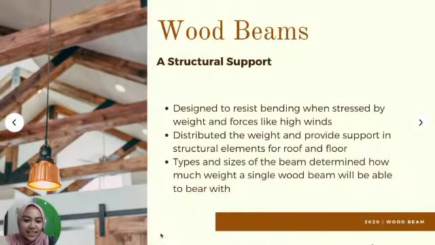Hi, my name is Anis and I'm going to continue with wood beam, which is a structural support. It was designed to resist bending when stressed by weight and forces like high wind. They distribute the weight and provide support in structural elements for roof and floor, and the types and sizes of the beam determine how much weight a single wood beam will be able to bear.